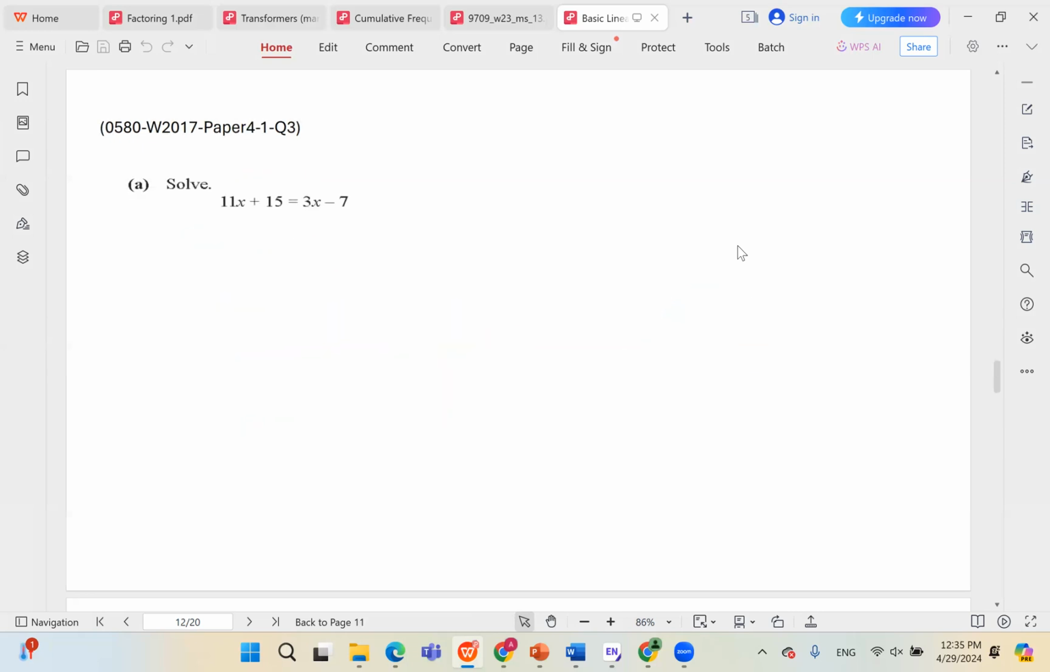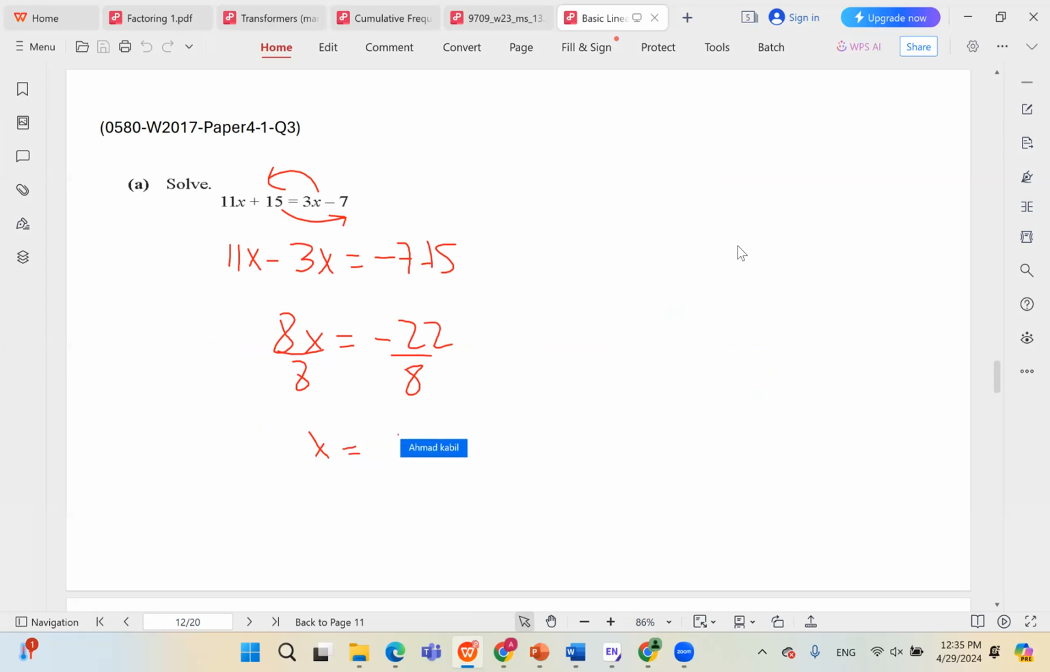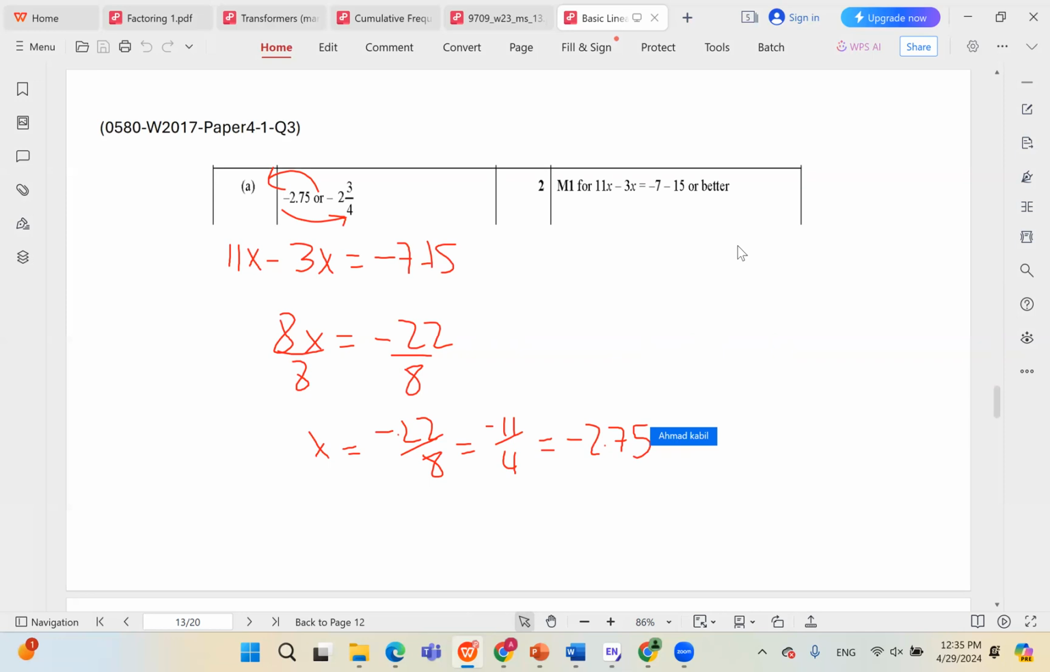Now we have an equation in x. So we take the 3x to the left-hand side, 11x minus 3x. And then we take the 15 to the right-hand side. So negative 7 minus 15. You get 8x equals negative 22. We divide by 8 on both sides. So x equals negative 22 over 8, or negative 11 over 4, or in decimal, this would be negative 2.75. These are both correct.